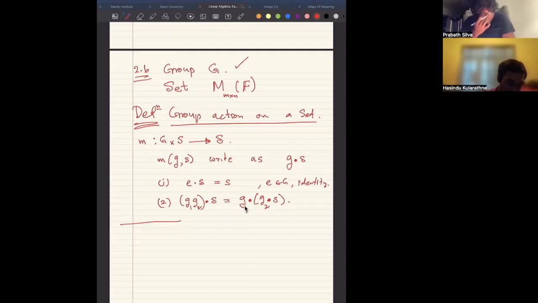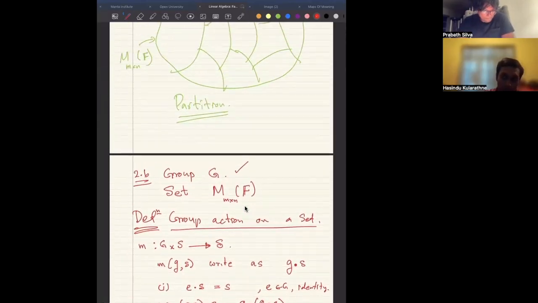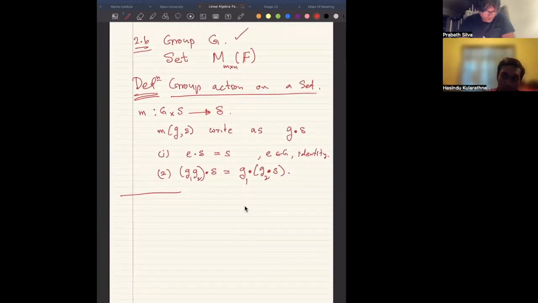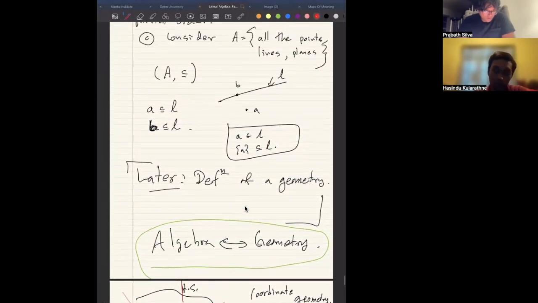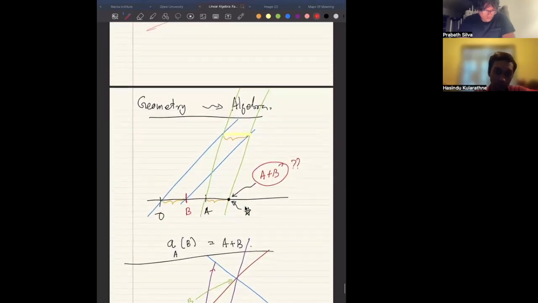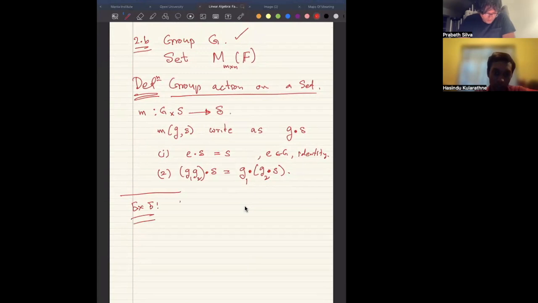Now we'll show that this map, the exercise 5: show that row operations is a group action. That's it.